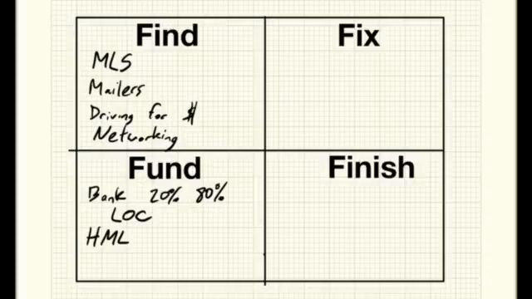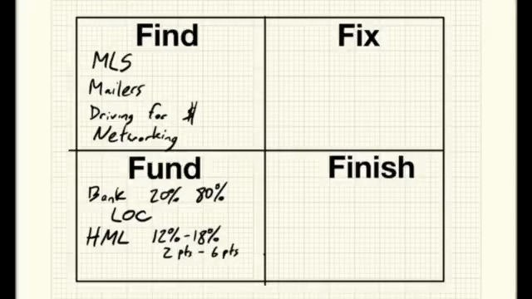Hard money is kind of like a bank loan. They have different loan to value ratios and things like that, but they have higher interest rates. So typically it's going to be anywhere from, let's say, 12% to 18% interest, as well as it's going to have something like 2 to say 6 points, depending. And points are just a percentage of the loan as a fee. So if you're going to borrow $100,000 and they have 2 points, that means you're going to be spending $2,000 on fees.